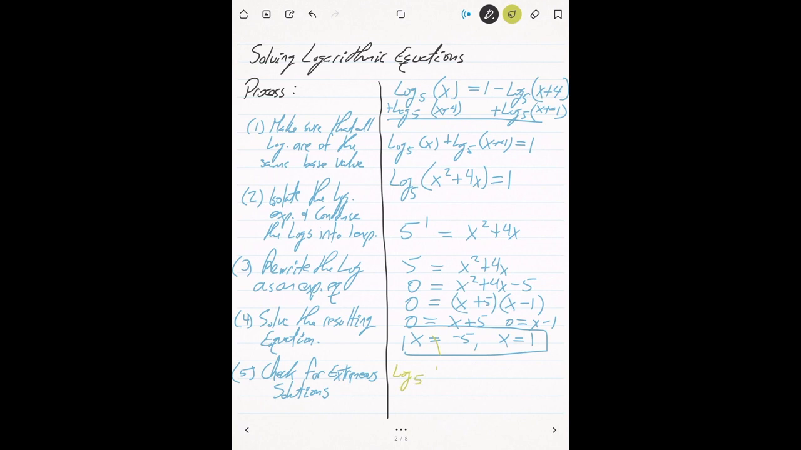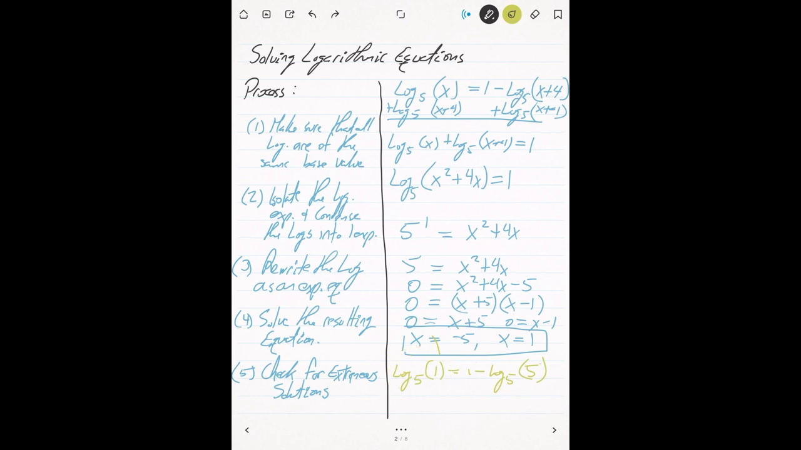Log 5 of 1 equals 1 minus log 5 of 1 plus 4 is 5. Okay. Log 5 of 1. Well, we could put that into our calculator. We could do the change of base formula. We could do natural log of 1 divided by natural log of 5. We could do log base 10 of 1 divided by log base 10 of 5. But this should actually be pretty easy for us to figure out.